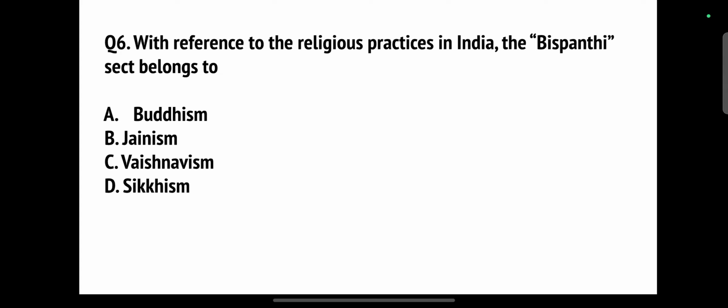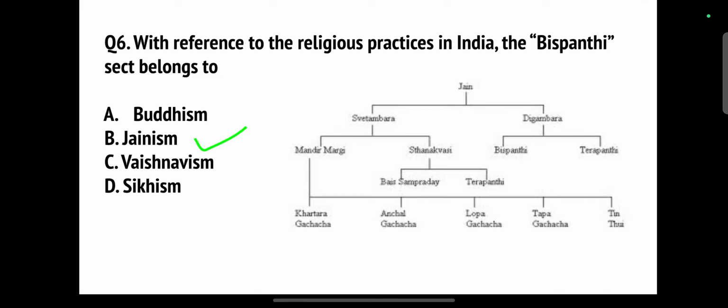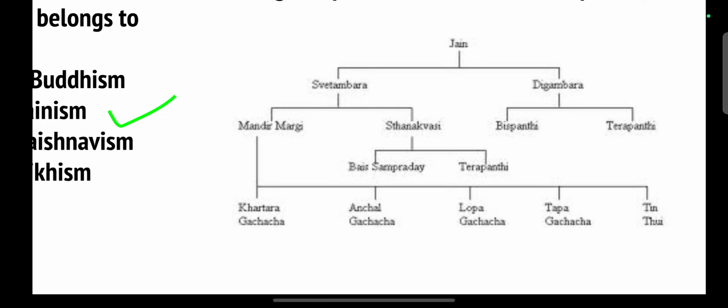Earlier also UPSC had asked a question on similar lines. It had asked about the Sthanakwasi. So here the correct answer is Jainism. There also the correct answer was Jainism. Here you can look at the bifurcation of the various sects and subsects of Jainism.